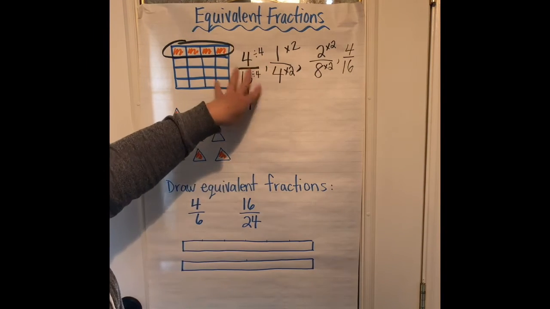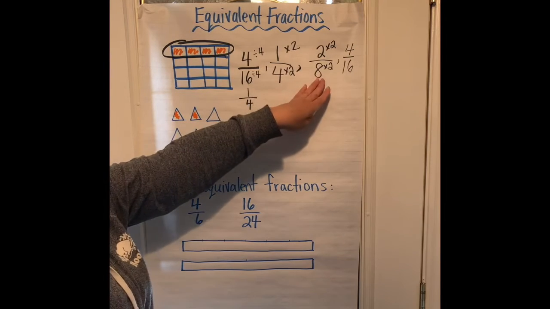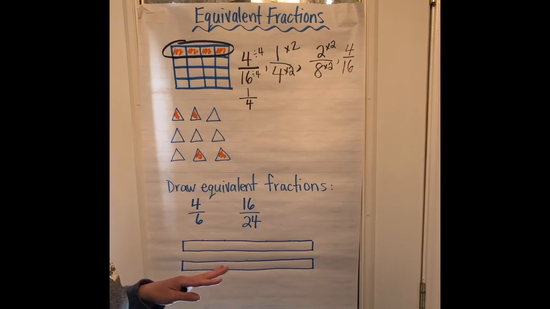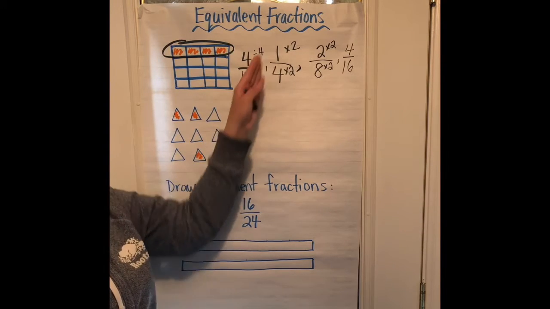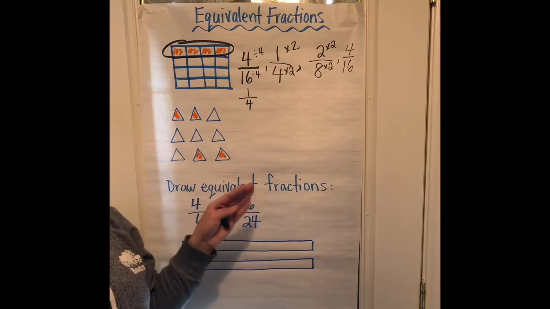So we've got 4/16, 1/4, and 2/8 all being equivalent fractions. I can show it in a picture, or I can choose a number to multiply the numerator and the denominator by.